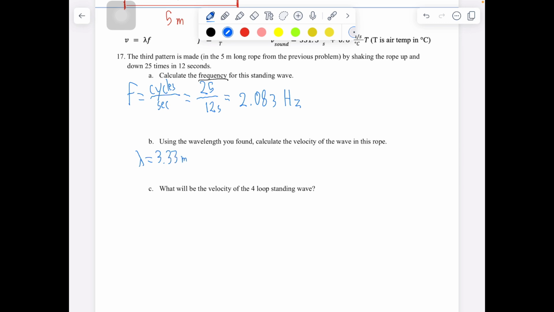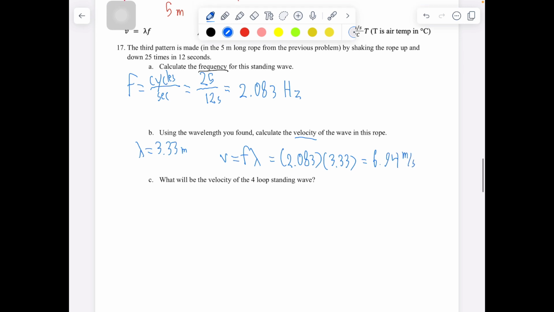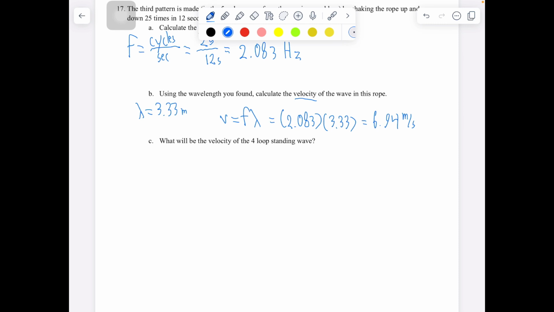We have our frequency. Velocity, we have our equation, the wave speed equation. Velocity is frequency times wavelength: how many waves you're making in a second times how long those waves are. Plug in our frequency, plug in our wavelength, we'll get our answer. 2.083 times 3.33. And we get our answer, the velocity, 6.94 meters per second. What would be the velocity of the 4-loop standing wave?